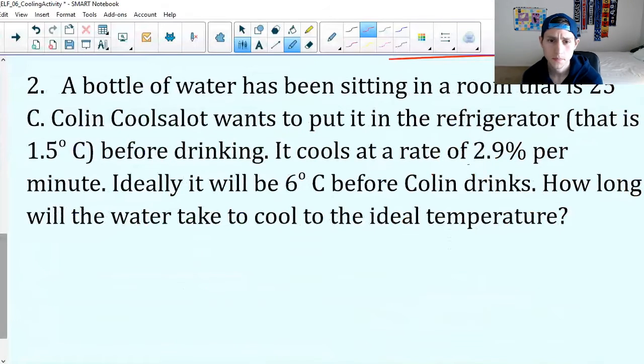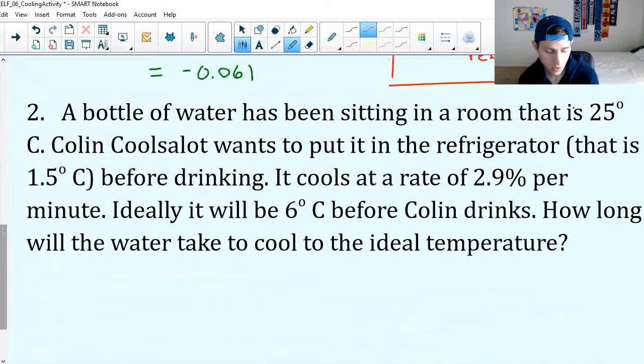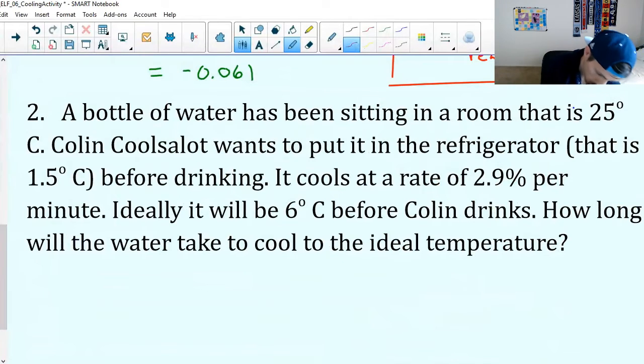Okay, number 2, a bottle of water has been sitting in a room that is 25 degrees Celsius. Colin wants to put it in the refrigerator. The refrigerator is 1.5 degrees Celsius. Before drinking, it cools at a rate of 2.9% per minute. Ideally, it will be 6 degrees before Colin drinks. How long will the water take to cool to the ideal temperature? All right.